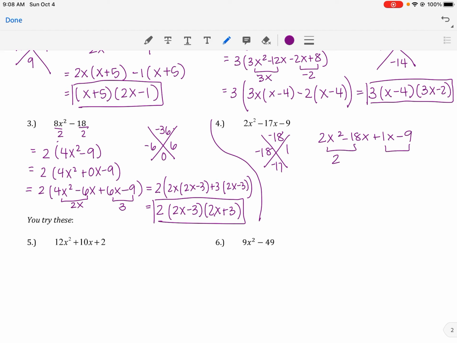Do our GCFs. We got a 2x here. 1x and 9. So this is a little tricky. When you notice like, hey, they don't really have anything in common, we actually just pull out the number 1 because we still need a placeholder there. It's not 0, but we'll just divide everything by 1. Okay, we write the 2x out front. When we divide both terms by 2x, we get x minus 9. We'll write our GCF of 1, and we also get an x minus 9. So the final answer here is x minus 9 times 2x plus 1.